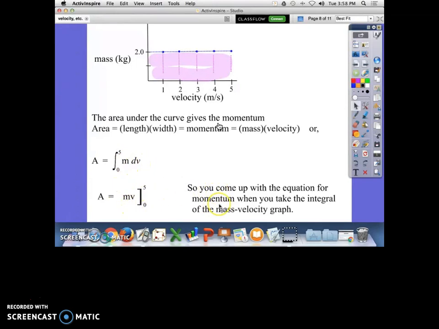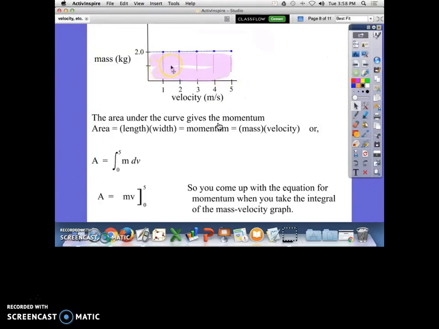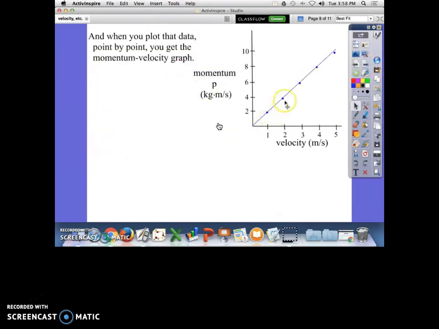And so you work it out like that. So you come up with the equation for momentum when you take the integral of this. The integral of m with respect to v is mv. That's momentum. And when you plot that data for this area, and then this area, and then this area, and then this area, and then the whole thing, you get this point, and then this point, then this point, then this point, then this point. You get the momentum velocity graph.